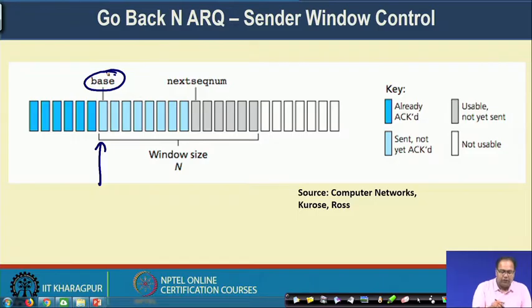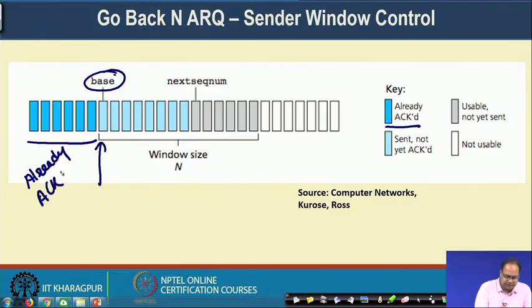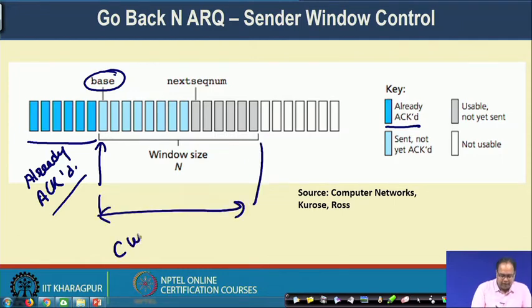This indicates that all the frames before this base pointer have been acknowledged. So, these frames have already been acknowledged; you have already received the acknowledgement for these frames. Now, these are the frames in your current window. The base pointer points to the start of the window, and in this current window you can send multiple frames without waiting for the acknowledgement, and assume that you have sent up to this frame.